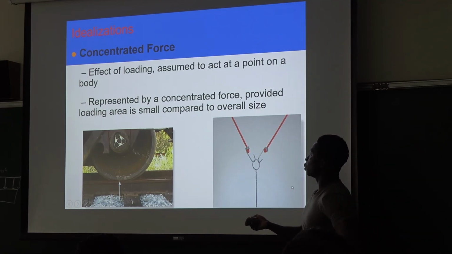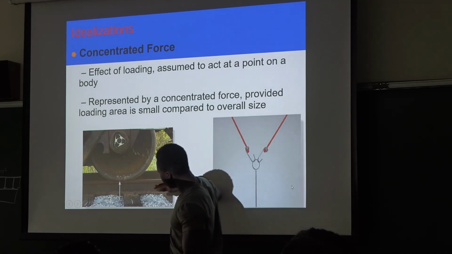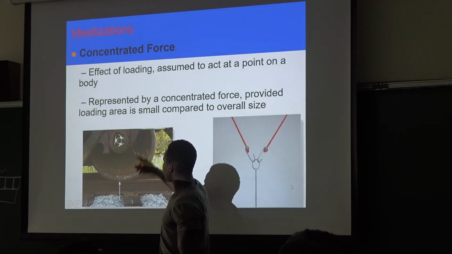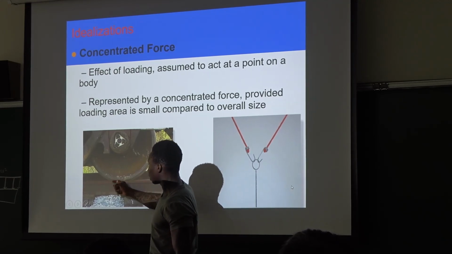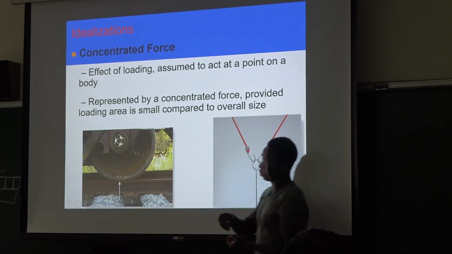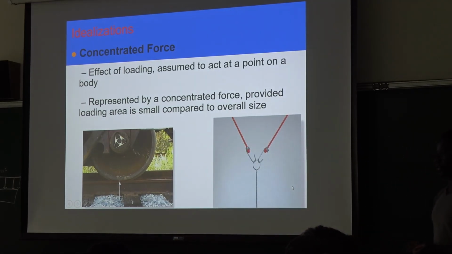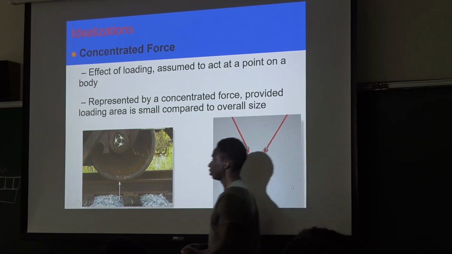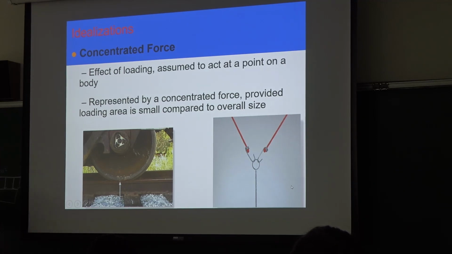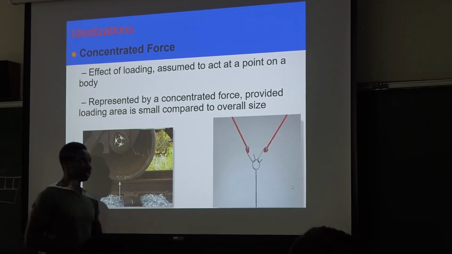So for the concentrated force, we assume that the force is going to act on a point on the body. For example, this is the railway line, and this is the wheel. You can assume that most of the force is acting at the point of contact between the wheel and the railway line. So we can consider this to be a concentrated force. Alright? So it is represented by a concentrated force, provided the loading area is small compared to the overall size. Just like here, the overall size is big, but we assume that the force is mainly just acting at this point and not like this, not all across the material.